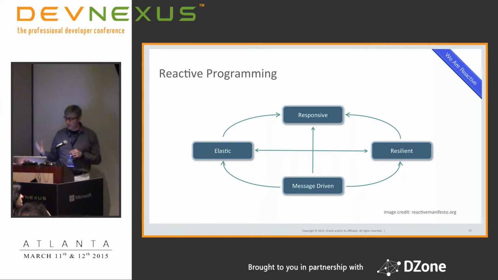Responsive meaning it responds to user requests in a timely manner. Resilient meaning it can withstand outages with graceful degradation. Elastic meaning the system response is not too heavily degraded when demand is high, and resource utilization is not too heavy when demand is low. It is message driven, meaning it allows the parts of the system to be loosely coupled and interact with each other in an asynchronous manner.